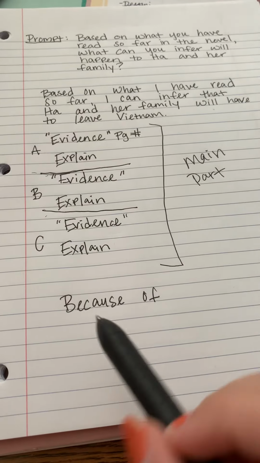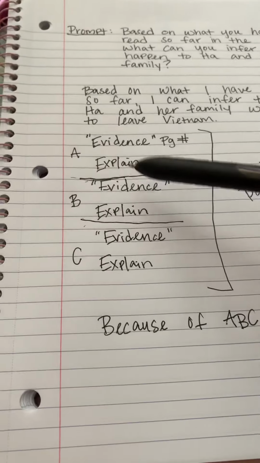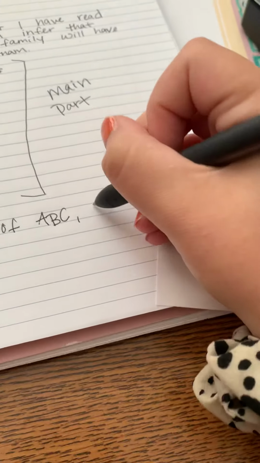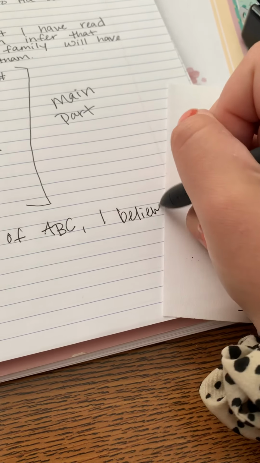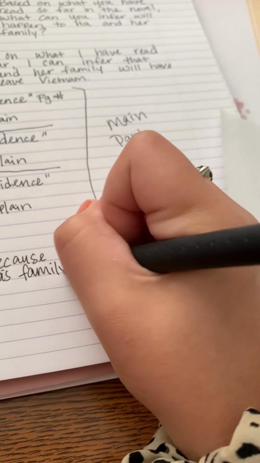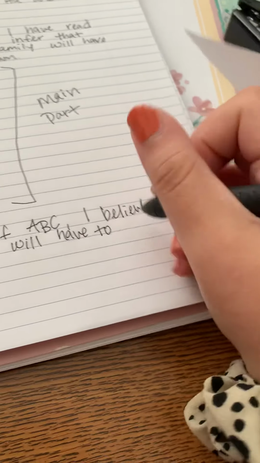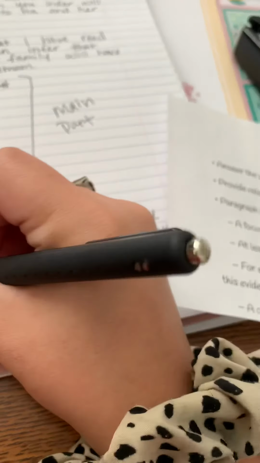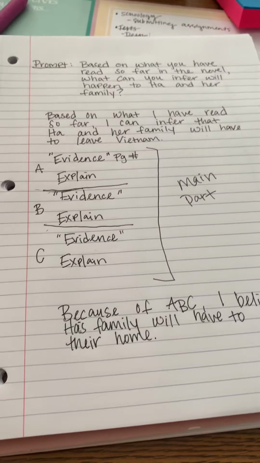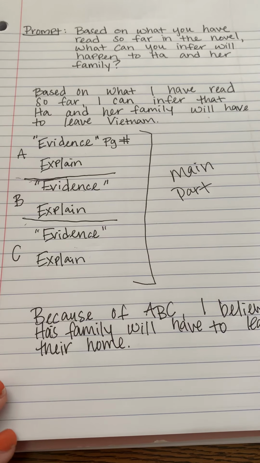Anyways, because of ABC, and you don't actually write this, you would actually restate what you wrote down. I believe Hay's family will have to leave their home. So that's just kind of an overlook of the process of writing a QuickWrite.